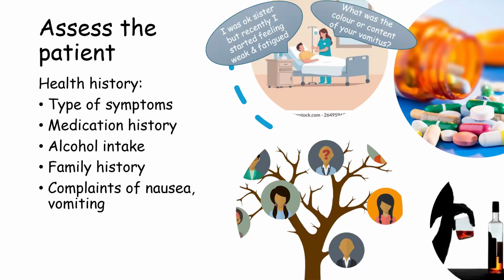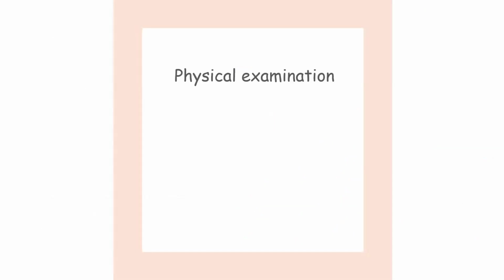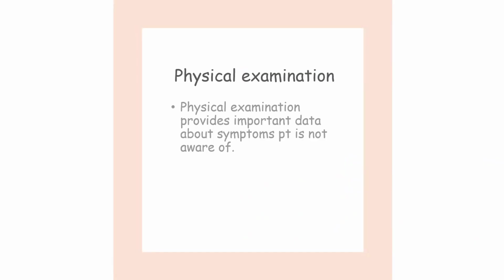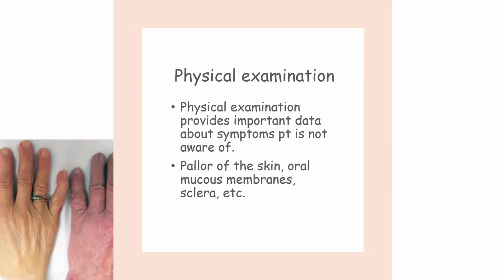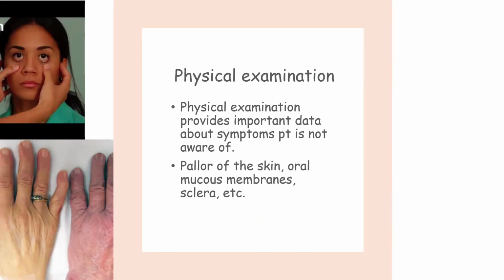Women should be questioned about their menstrual periods, like whether they have any excessive menstrual flow or not, if any other vaginal bleeding is present or not. Next, physical examination should be done because that will also provide important data about some of the symptoms patient is not aware of. For example, pallor of the skin, oral mucous membranes, and sclera.